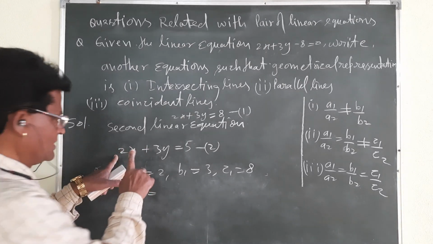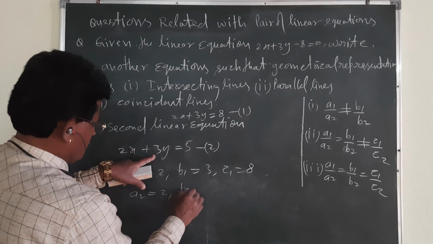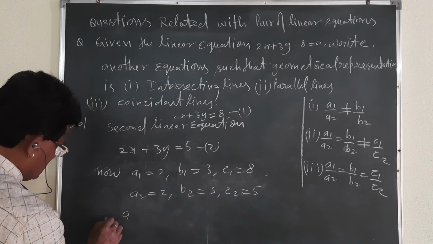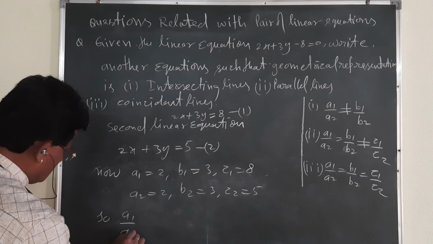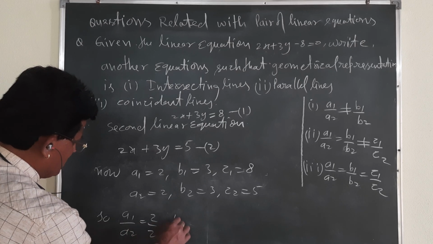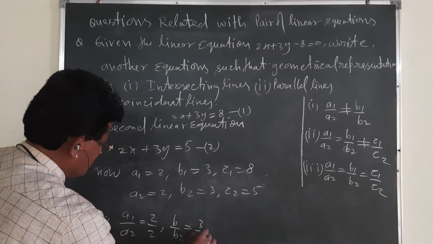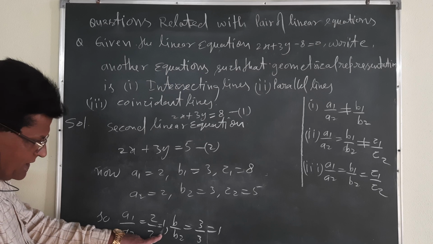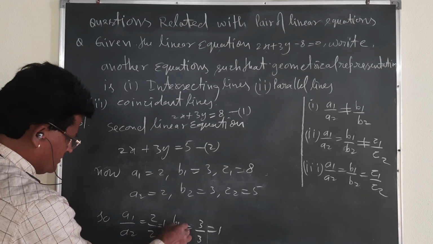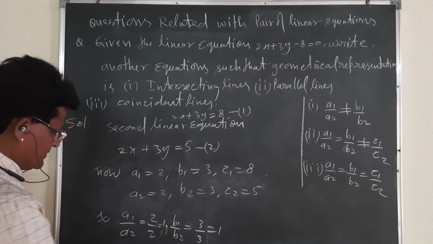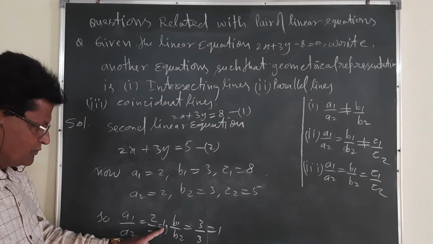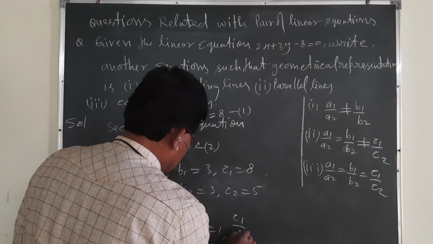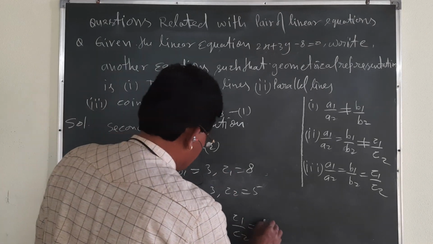A2 which you have given is 2, B2 is equal to 3, and C2 is equal to 5. Let me take A1 upon A2: 2 by 2, B1 upon B2: 3 by 3, that is 1, and it is also 1. You must put the comma, otherwise there will be a wrong calculation. A1 upon A2 is equal to 2 by 2 is 1, comma, B1 upon B2 is equal to 3 by 3, 1, comma, C1 upon C2 is equal to 8 by 5.